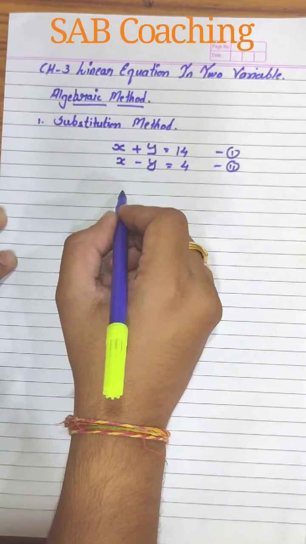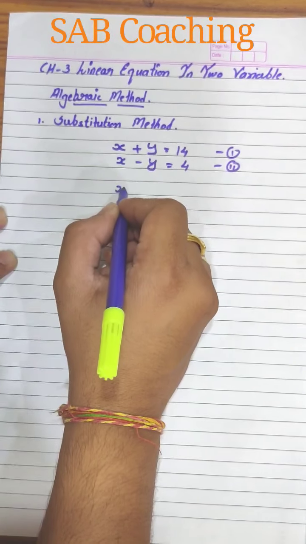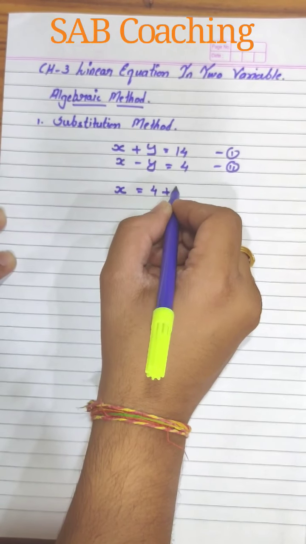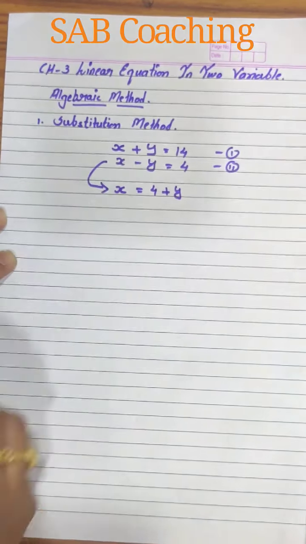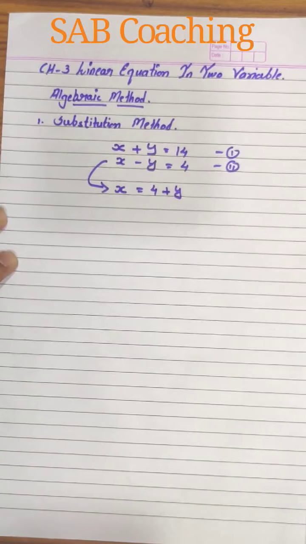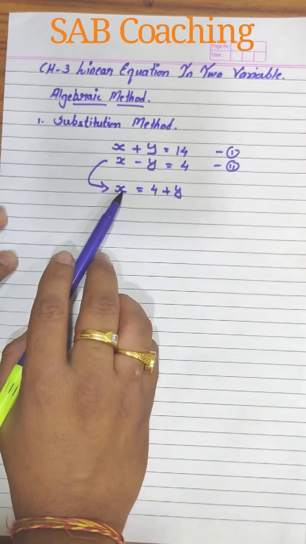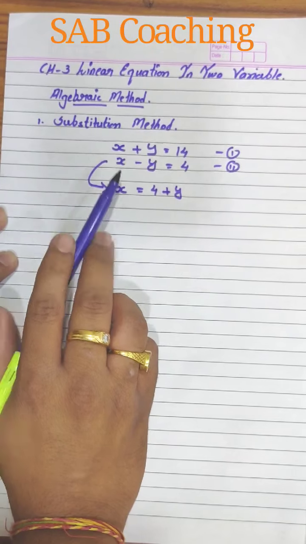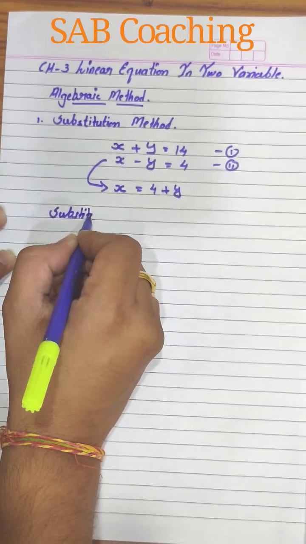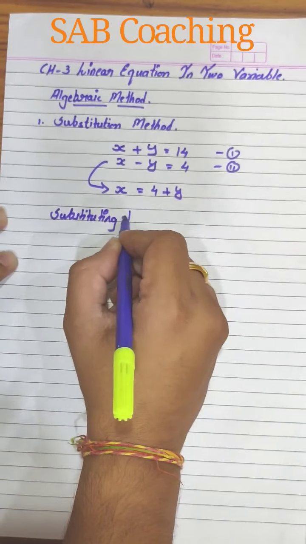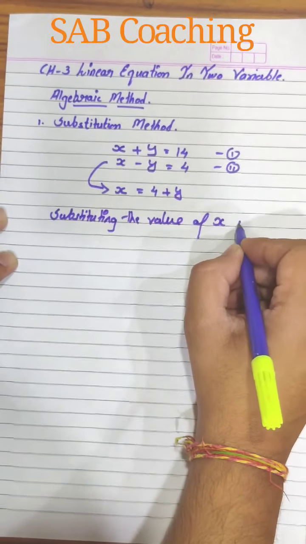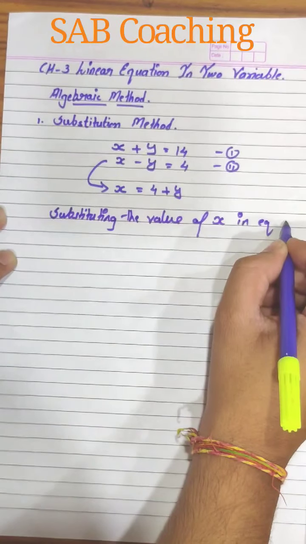So what you are going to do, from equation number 2 you can write x equal to 4 plus y. You can write from equation number 2 this expression, that is x is equal to 4 plus y. So now what you are going to do, you are going to substitute the value of x in equation number 1. So substituting the value of x in equation number 1.